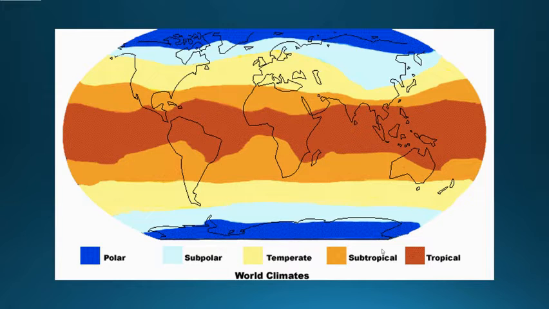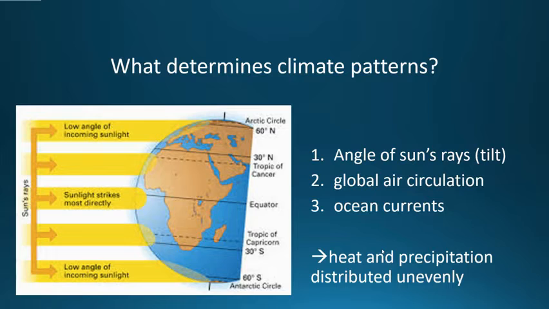And we'll see that climate patterns are really the result of multiple factors that we've discussed in the last few videos. So climate patterns are determined by the angles of the sun's rays, right? How much sunlight, how much light energy the Earth is receiving from the sun. Where the sunlight strikes most directly, there's more energy. Global air circulation affects climate. So the air circulation, the Hadley and the Ferrel cells, but also the Coriolis effect.